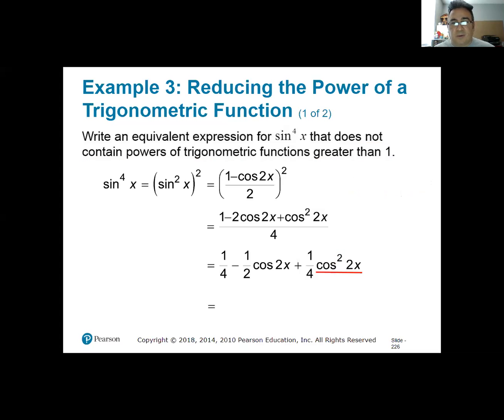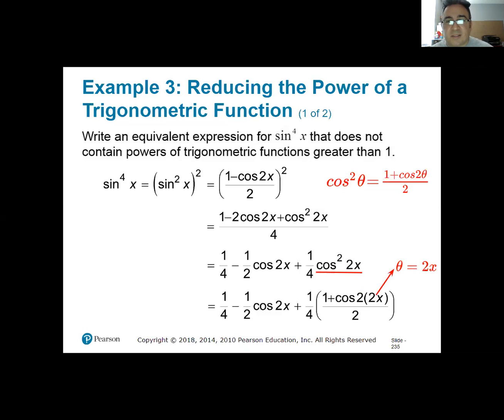Well, what was cosine squared of theta? 1 plus cosine 2 theta over 2. There you go. So we're going to replace that cosine squared of 2x with 1 plus cosine 2 theta over 2. And remember that theta is essentially 2x, so that's why we have 2 times 2x. Good with that? Yes, no, maybe so?